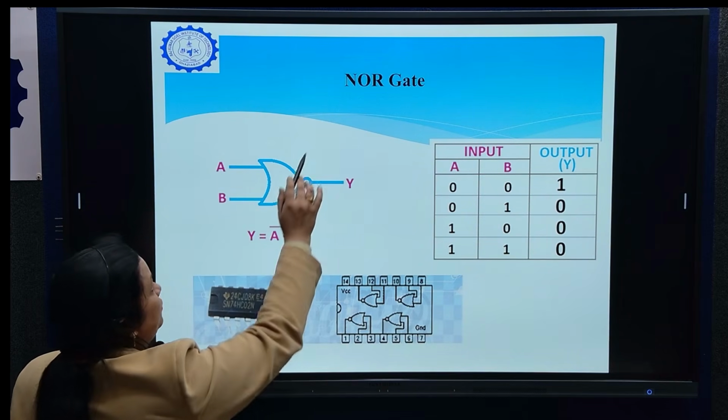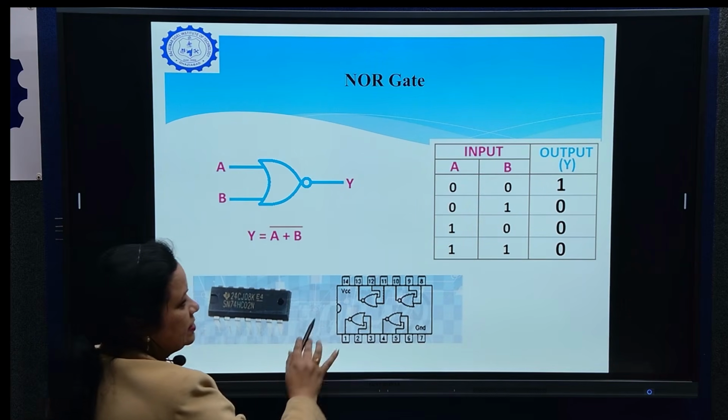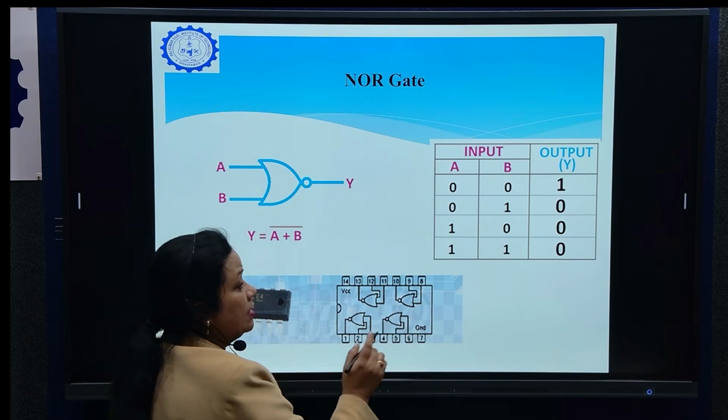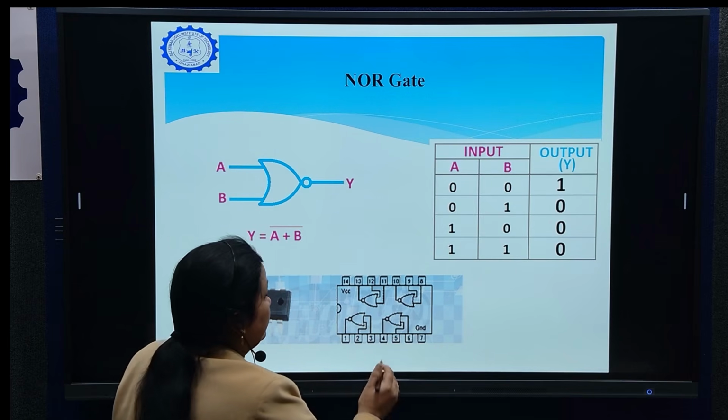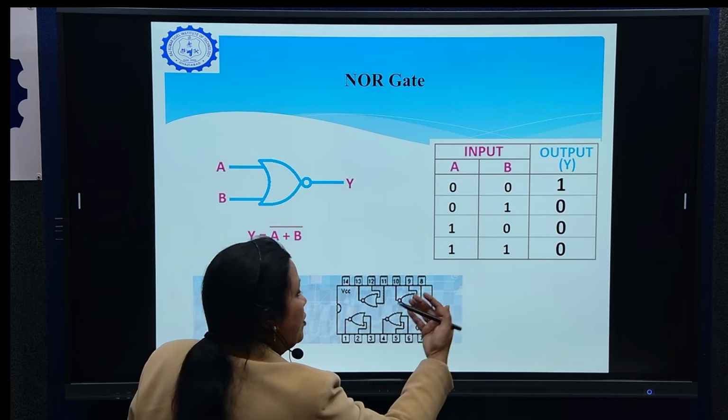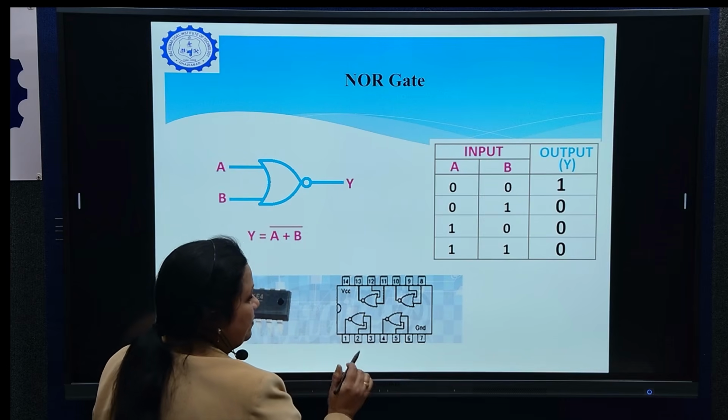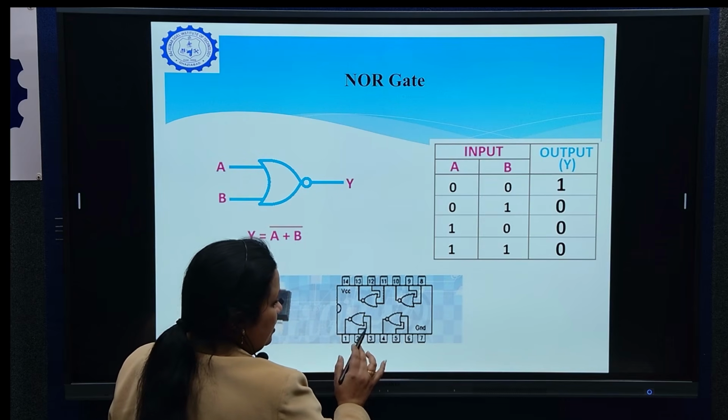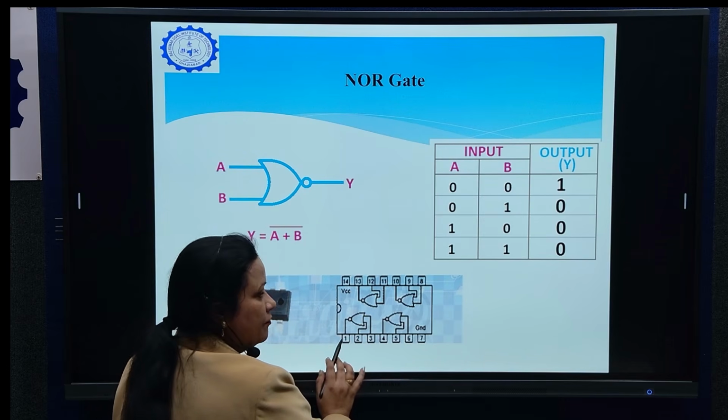The IC number of NOR gate is 7402. This is how the IC looks like. The change here is that the direction of gates are now from right to left. That means at pin number 2, 3 we are giving input and output is obtained at pin number 1.